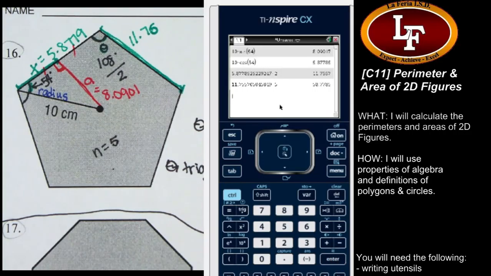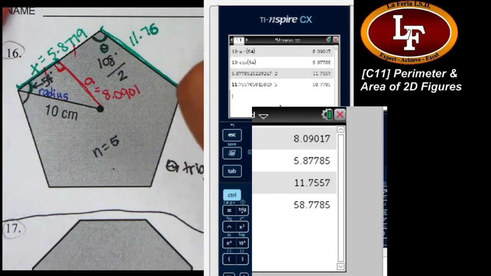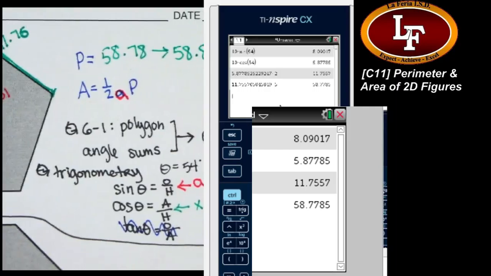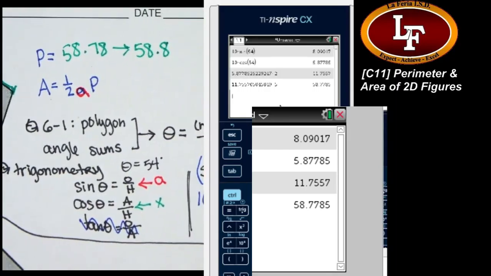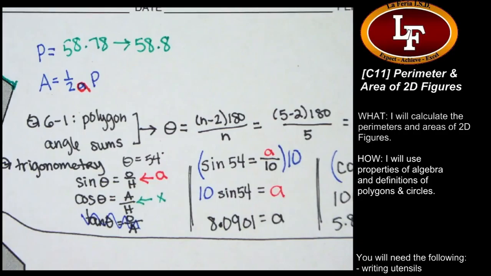Let me zoom in on the answer. There they are. And so the perimeter is 58.78, but you have to round it. So it's actually 58.8. Don't forget that you are rounding to the nearest tenth. Once you have your perimeter, you're going to get your apothem and fill into the formula.